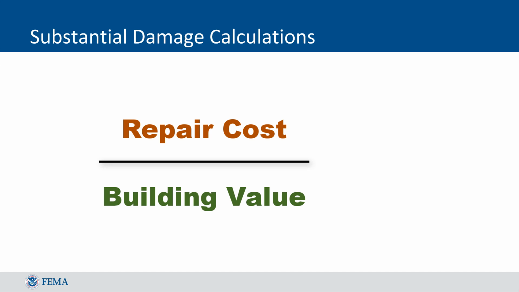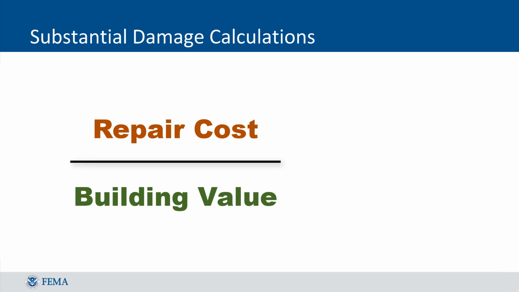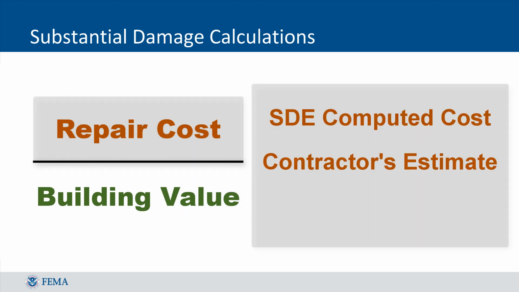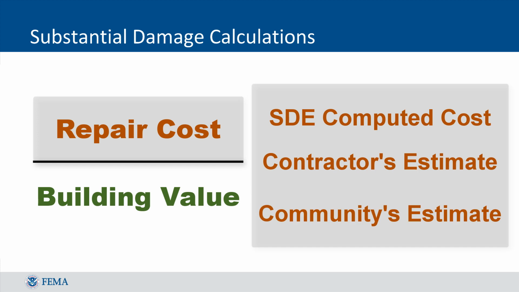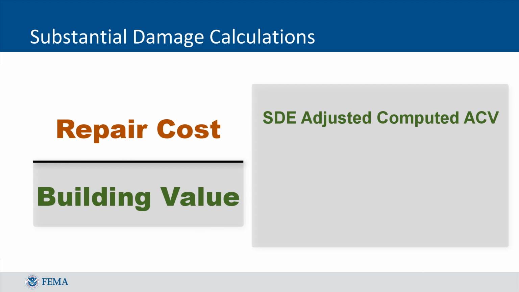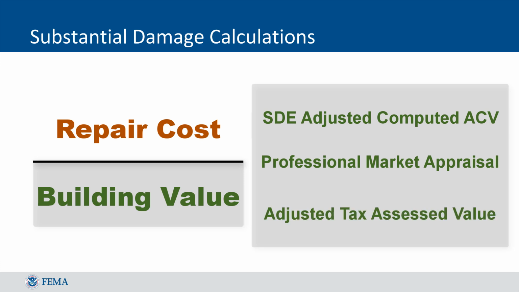NFIP regulations limit the options for determining the costs of repair and building values. Repair costs can be determined from the computed damages from the SDE tool, a contractor's estimate, or the community's estimate. Building value can be determined from the computed actual cash value, also from the SDE tool, a professional market appraisal, or the adjusted tax-assessed value.